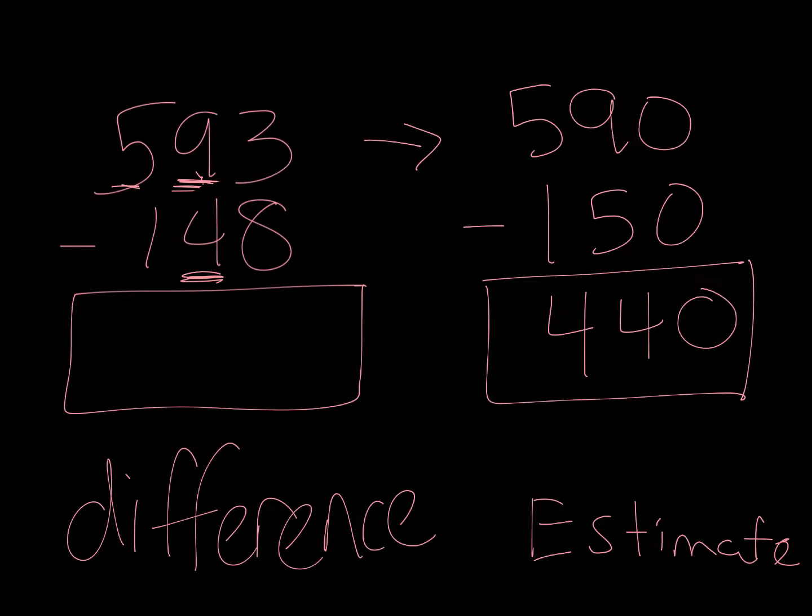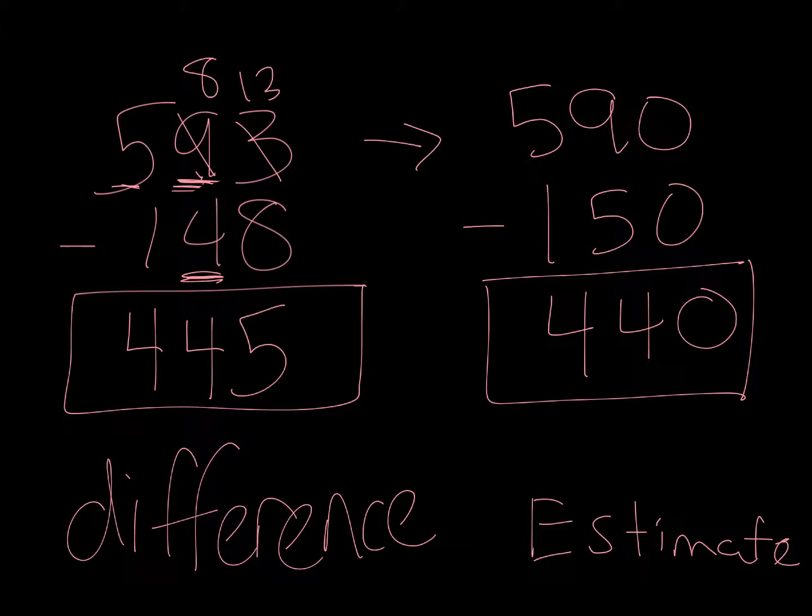Okay. Now, 3 minus 8 can't happen. So we have to regroup from the tens place. Bring that down. Move it over to here. Gave them a 10, so that becomes 13. 13 minus 8, that works. You get 5. 8 minus 4 is 4. And 5 minus 1 is 4.